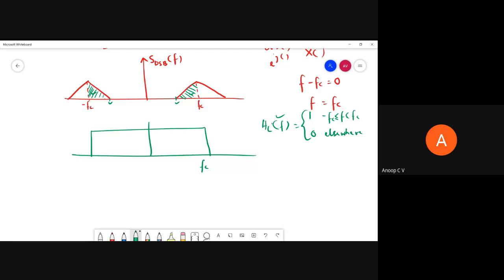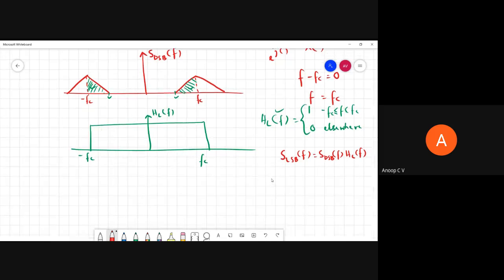So it is fc and it is minus fc. This should be my HL of f. So I'm writing the expression once again. What is our S LSB of f? S LSB of f is equal to S DSB of f times HL of f. So this is S DSB of f and this is HL of f. Now I can straight away multiply this, and then I should get S LSB of f. Let us see whether we are getting that.